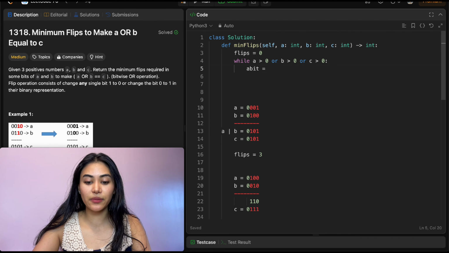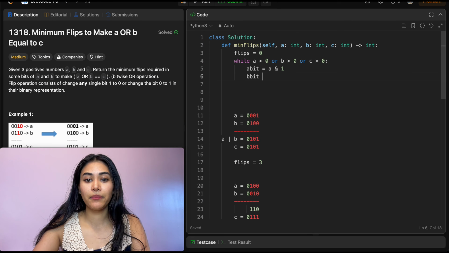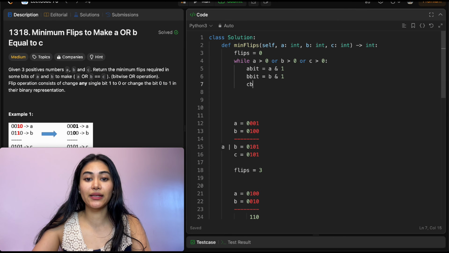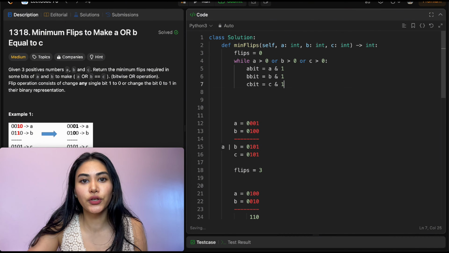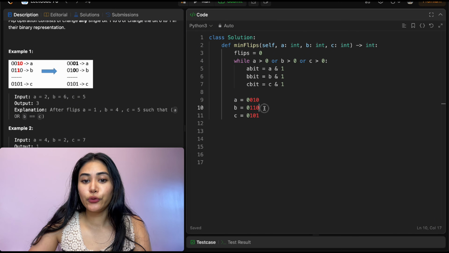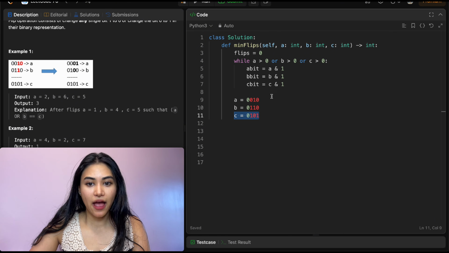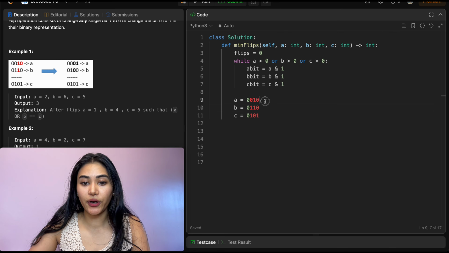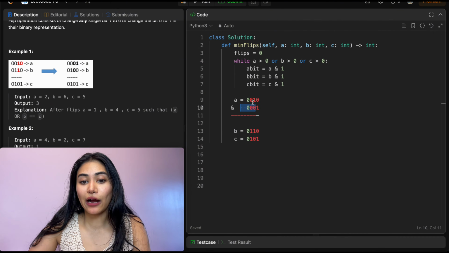So A bit is going to be A ANDed with 1. B bit is going to be B ANDed with 1, and C bit is going to be C ANDed with 1. Now, what does AND 1 do? Say we have example 1 again over here. So we have A being 2, B being 6, and C being 5. A ANDed with 1 essentially clears out all these other bits except for the least significant bit. And that's because ANDing with 1 is an identity operation.